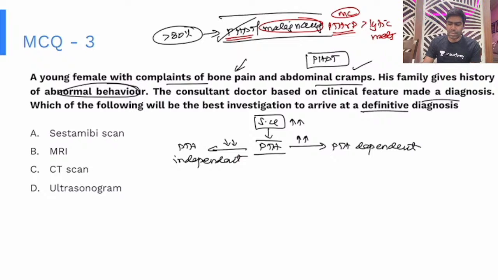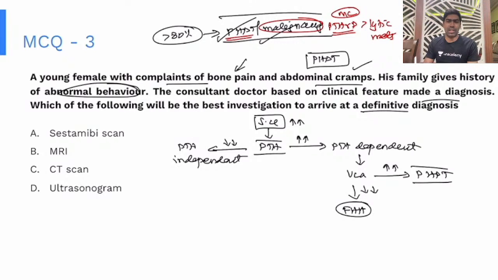So primary hyperparathyroidism is going to be a PTH dependent cause, and malignancy is going to be a PTH independent cause, where the PTH levels will be suppressed. So if it's PTH dependent, then the next step will be to look at the urinary calcium. That's a very, very important point. So if the urinary calcium is increased, that clinches the diagnosis of primary hyperparathyroidism, that is PHPT. And if the urinary calcium is suppressed, then you probably think about a benign condition called FHH, that is familial hypocalciuric hypercalcemia.